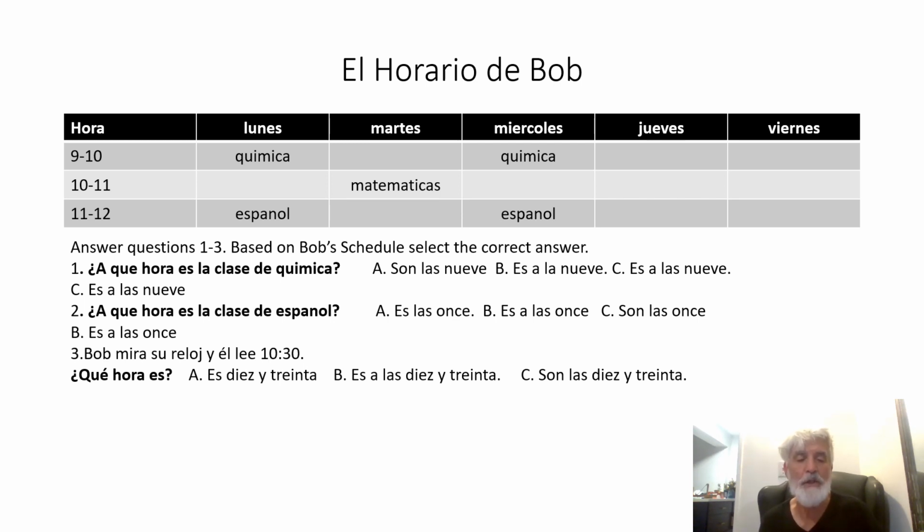So now the question here in number 3 is, ¿Qué hora es? What is that question asking you? What time is it right now? All right. So we see that it's 10:30 because it says he looks at his watch and he reads 10:30. So how would you answer that? A, es 10:30? B, ¿es a las 10:30? Or C, son las 10:30?